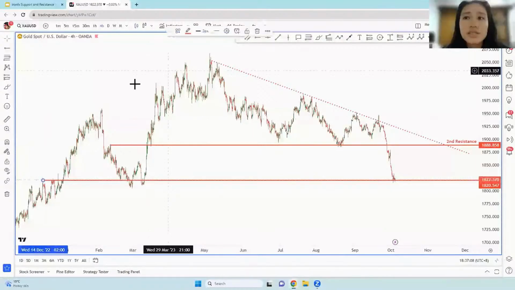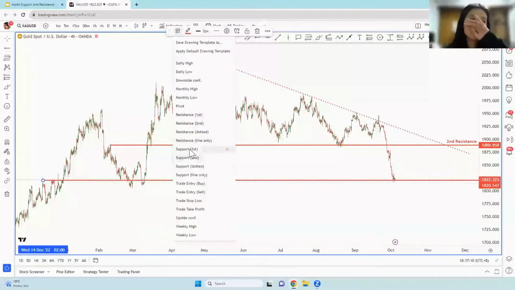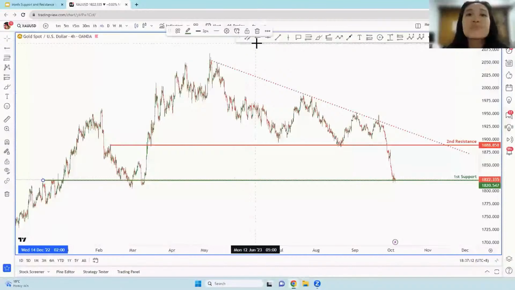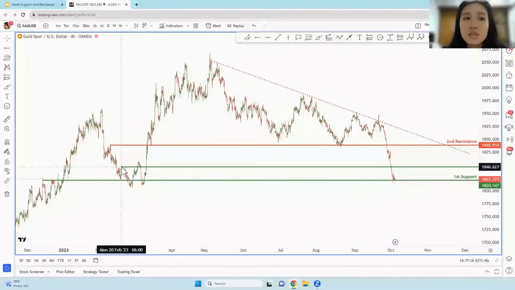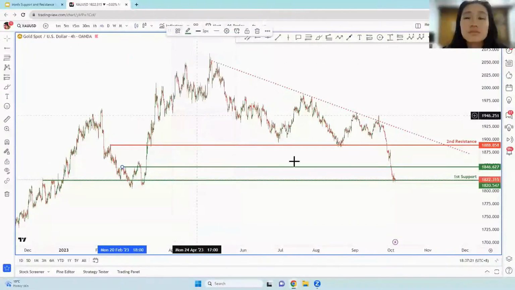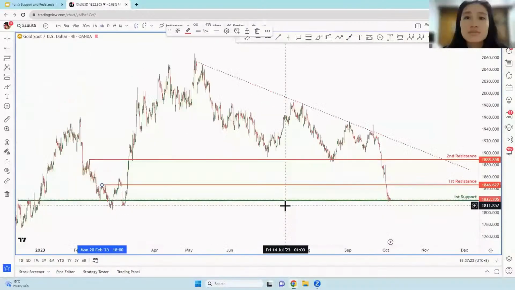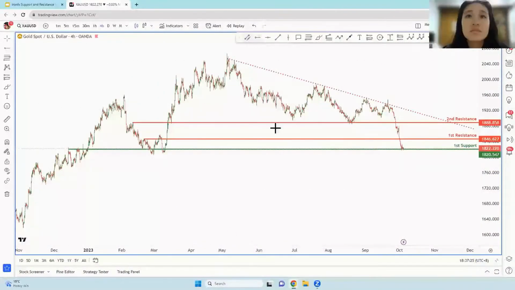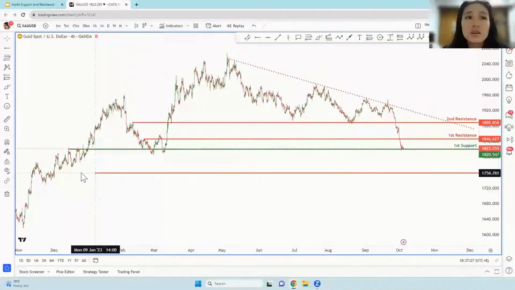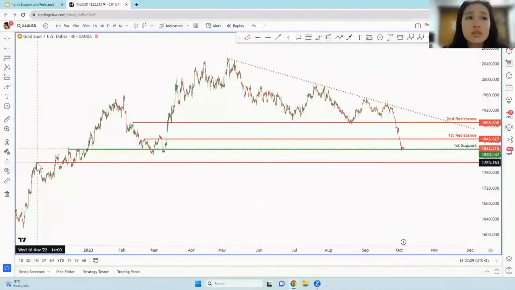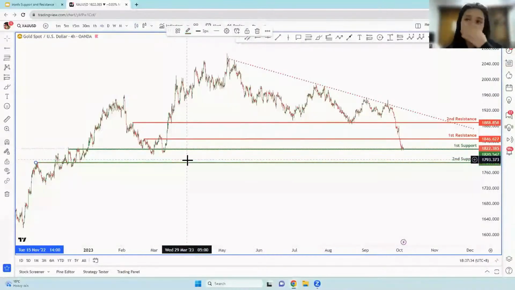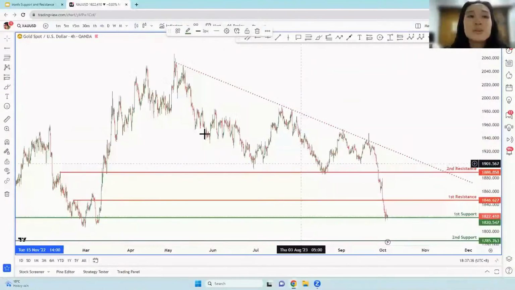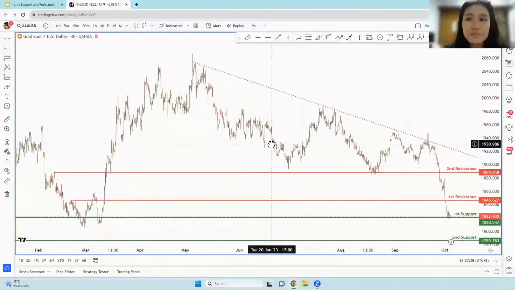Okay, this level here is my first support. Okay, and then my first resistance, maybe here. And then my second support just here. Okay, so maybe just a recap.